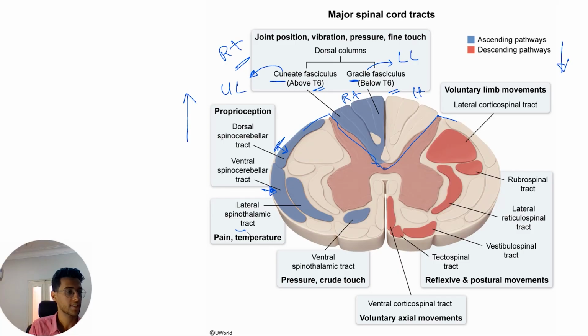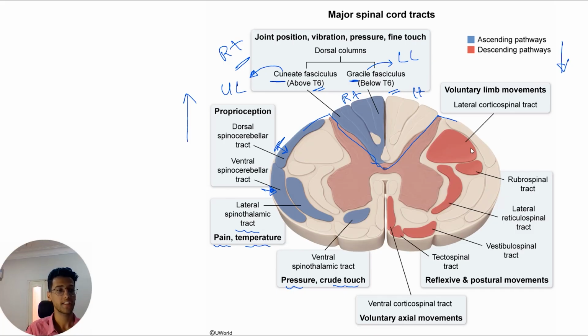Okay, here is the lateral spinothalamic tract. We have two spinothalamic tracts. One is lateral and one is anterior or ventral. The lateral one is responsible for pain and temperature sensation, and the ventral one is responsible for pressure and crude touch sensation. Remember that we said that fasciculus gracilis and cuneatus, which is the dorsal column, is responsible for fine touch, but the ventral spinothalamic tract is responsible for crude touch. Okay, we finished the ascending tracts.